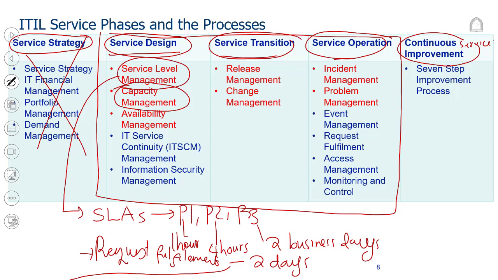So for example, if for storage in the Blackboard, at the moment I am using, for example, 1 terabyte.